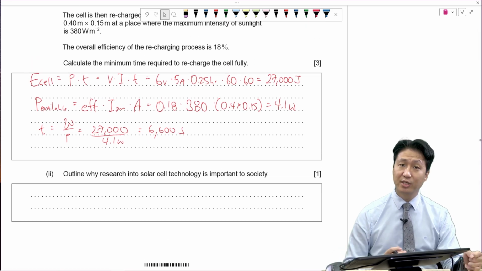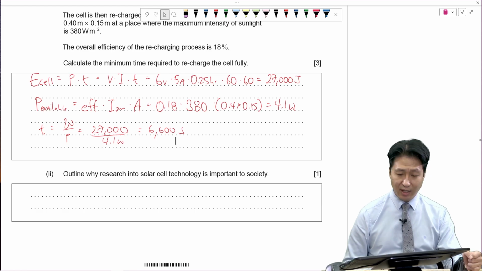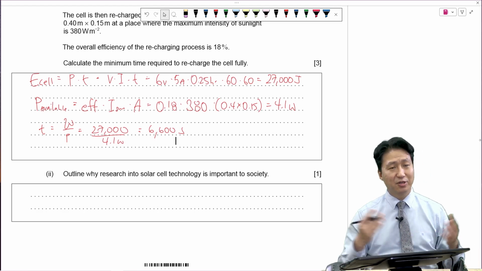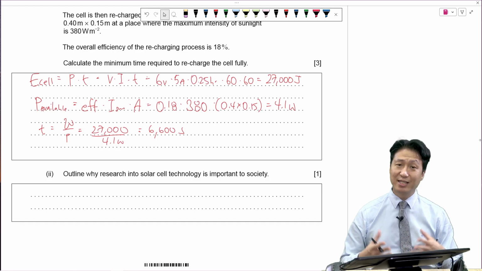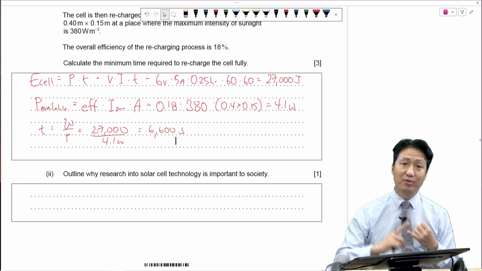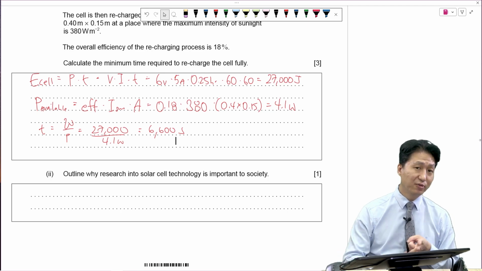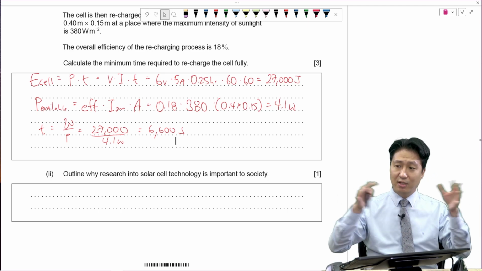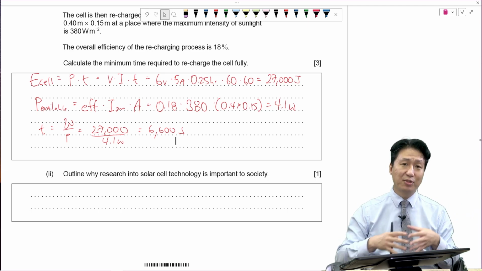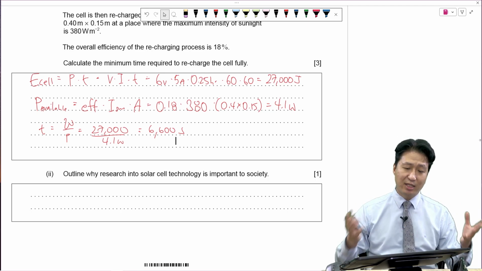In part 2 of this question, it asks us to outline why research into solar cell technology is important to society. And it's a one-point question, and the marking scheme literally says any coherent reason. So basically what you can say is, well, we need to improve efficiency because it's not polluting, because it's renewable. It will help us to reduce greenhouse gases. It will help us to reduce the use of fossil fuels. Anything like those within those lines, that it helps us to make this better and at the same time improves the environment by reducing pollution. Anything like that will give you the points.